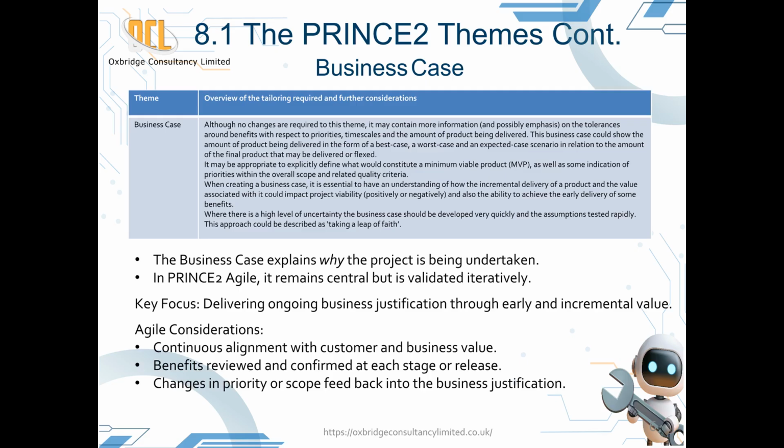Agile practices provide practical mechanisms for maintaining justification. Product backlogs reflect current business priorities. Incremental delivery enables early benefit realization. Regular retrospectives and reviews help confirm that value remains aligned to goals. The project board uses this evolving information to decide whether to continue, adjust, or stop the project, ensuring governance remains value-driven.